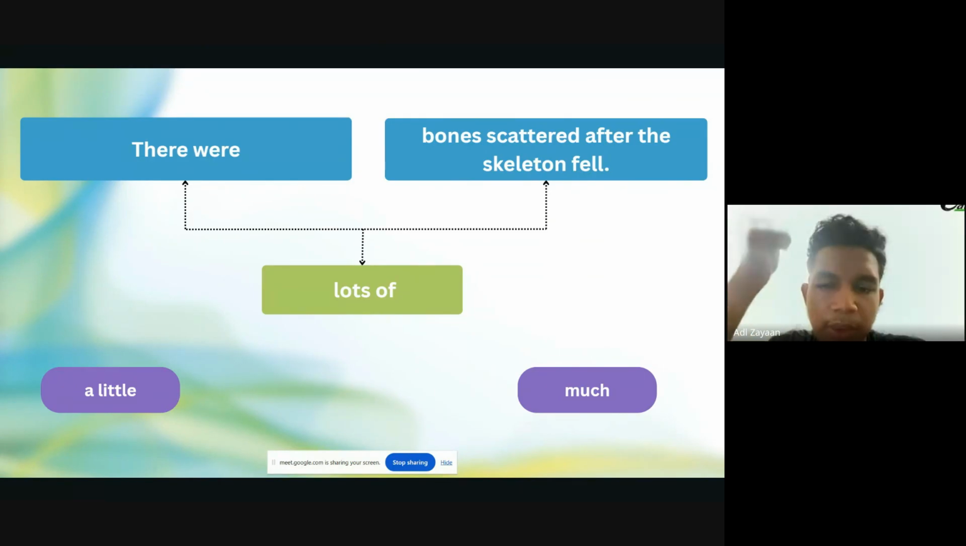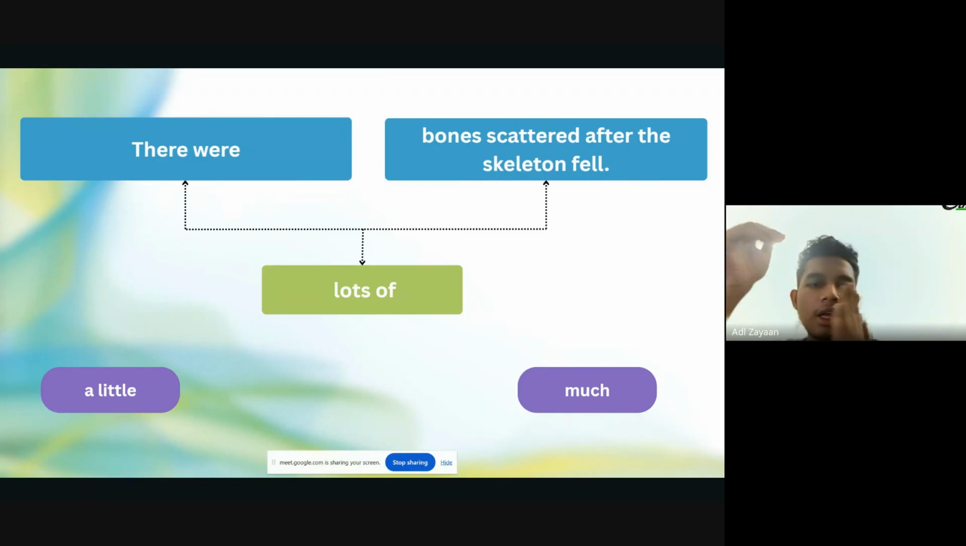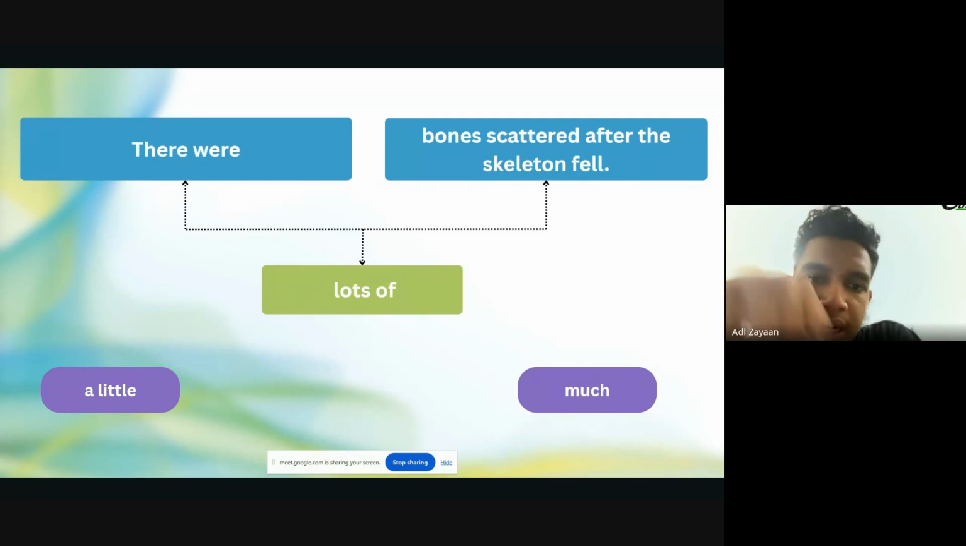Much is used mainly for uncountable things. Many is used for countable things. "A lot of" will be used for mostly uncountable, and "lots of" will be used for countable things. So there were lots of bones scattered after the skeleton fell.